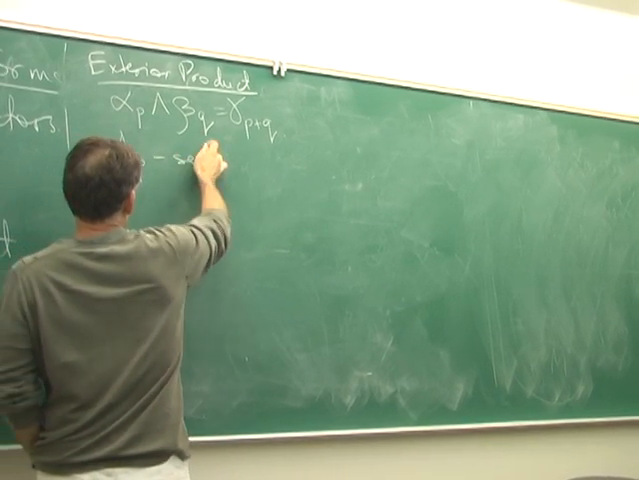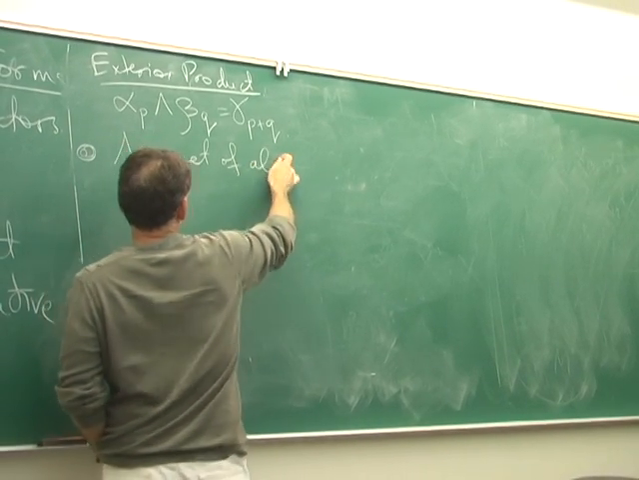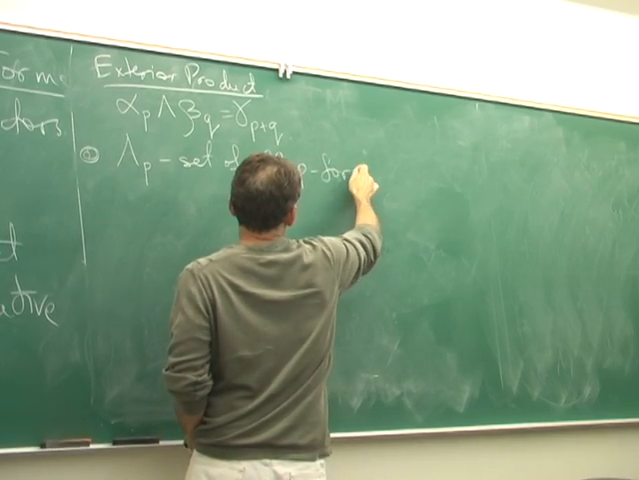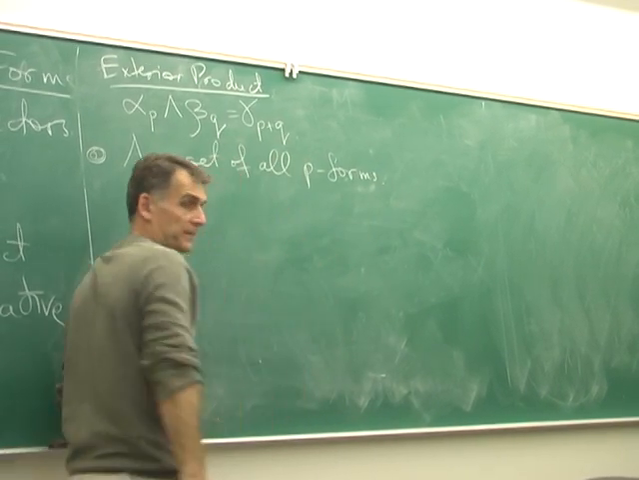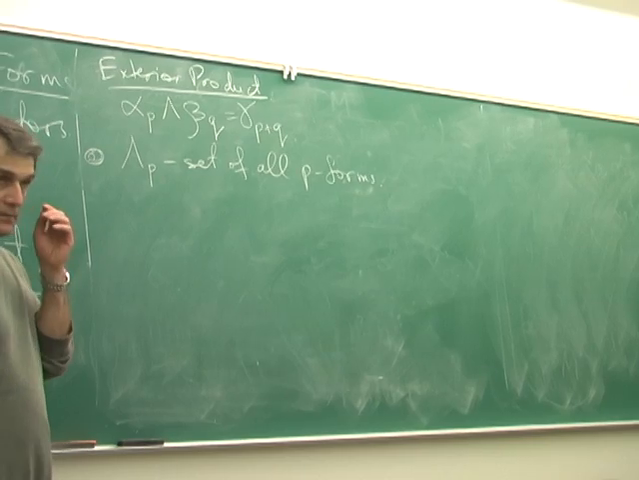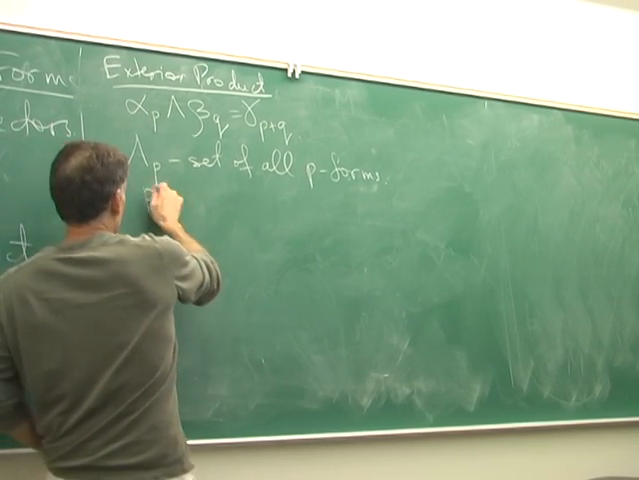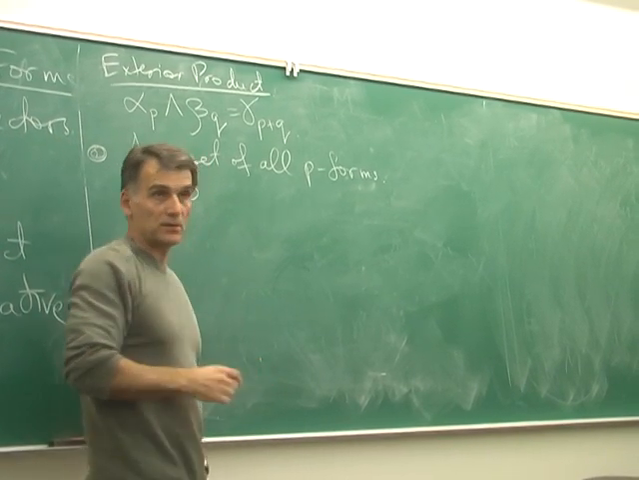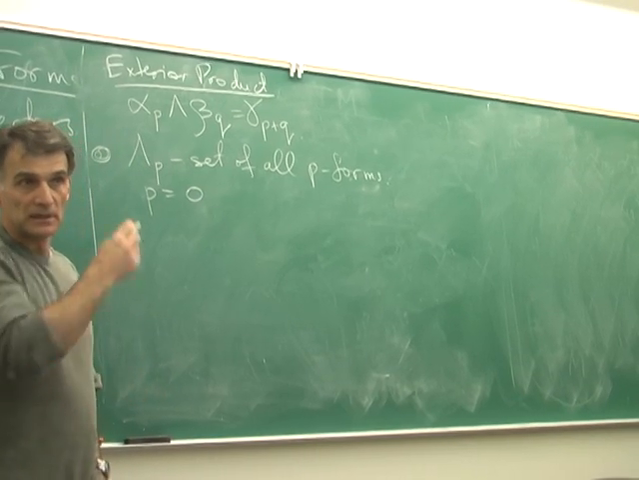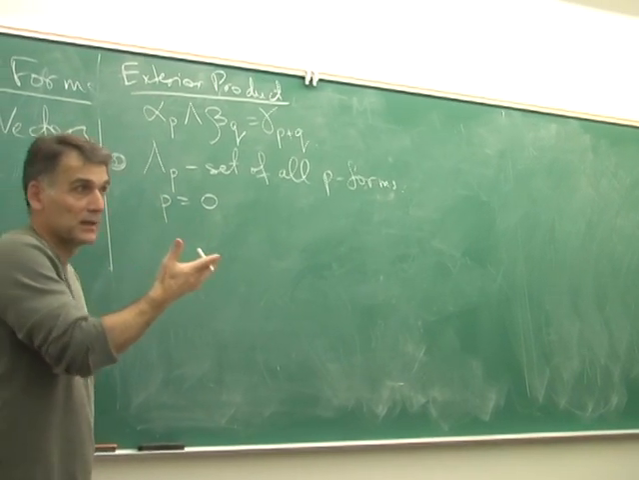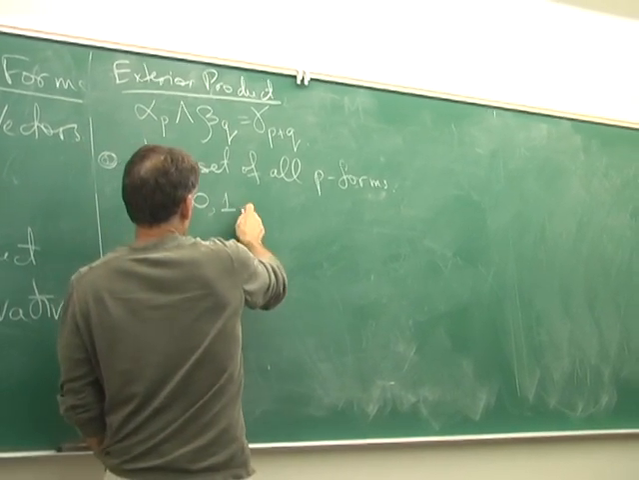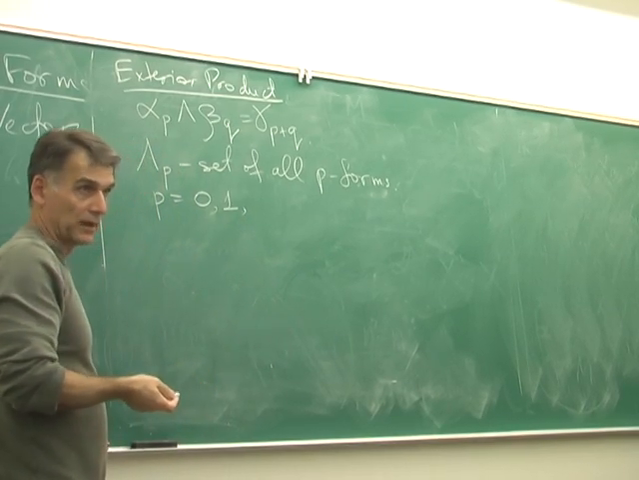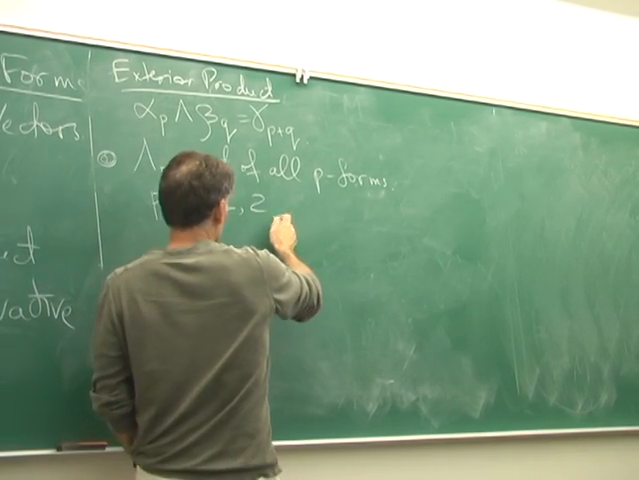Lambda P is the set of all P forms. So that P, of course, can be 0. These are 0 forms. What is a 0 form? A scalar. These are functions, right? Scalar. One forms, these are covectors. Then you have 2 forms.